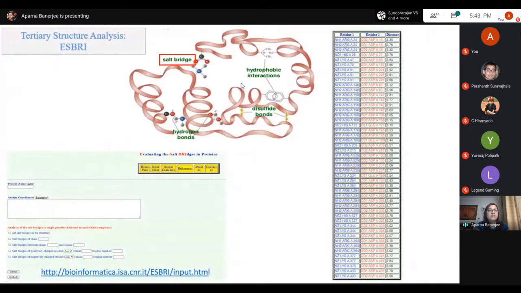And then we can also get an idea of their tertiary structure. In the tertiary structure, as we talked about, it's a scrambled secondary structure. So it looks like some secondary structure that is scrambled, and they have hydrogen bonds, disulfide bonds, hydrophobic interactions, salt bridges. Today we will talk about one particular tertiary structure analysis, salt bridges. So we can go to this ESBRI platform, and in this ESBRI platform, we just need to put the atomic coordinates, and the atomic coordinates we can get from the PDB file that we downloaded. And if we just send it, we will get to know what is there.